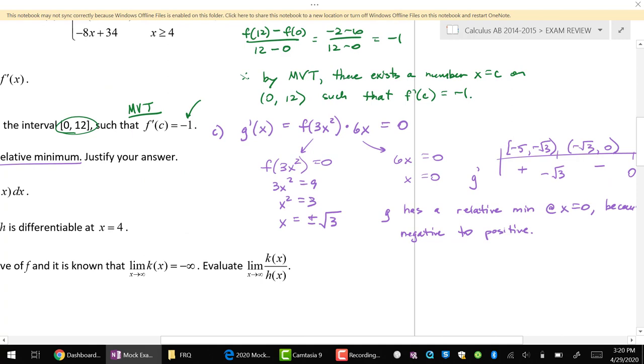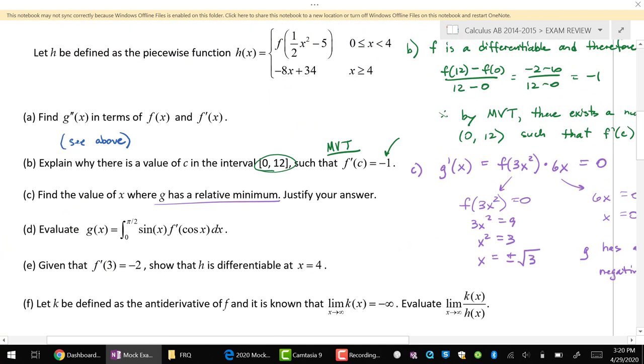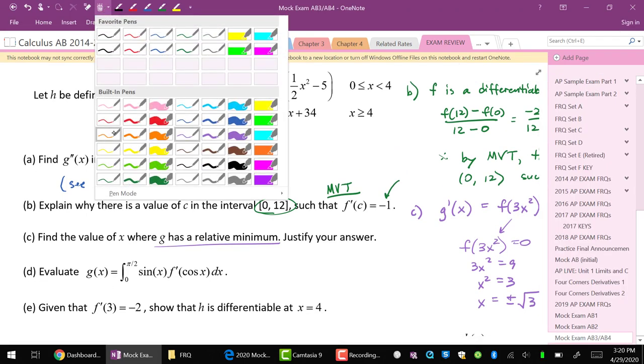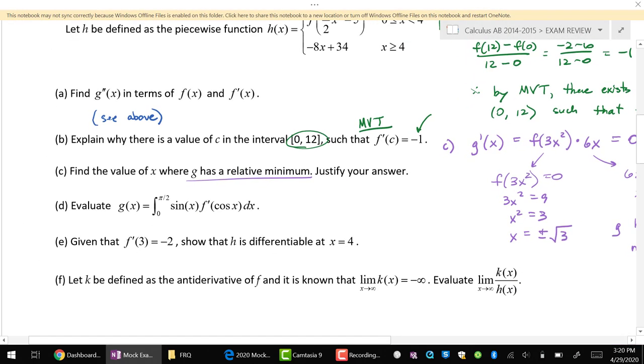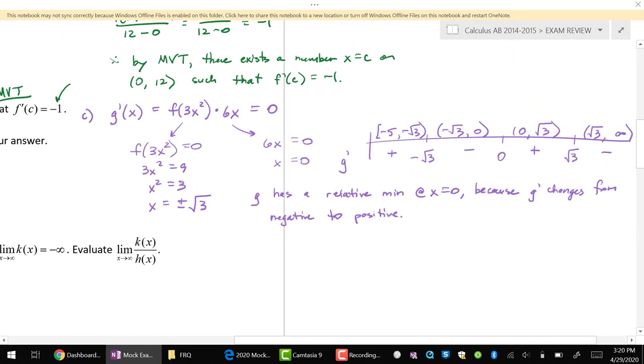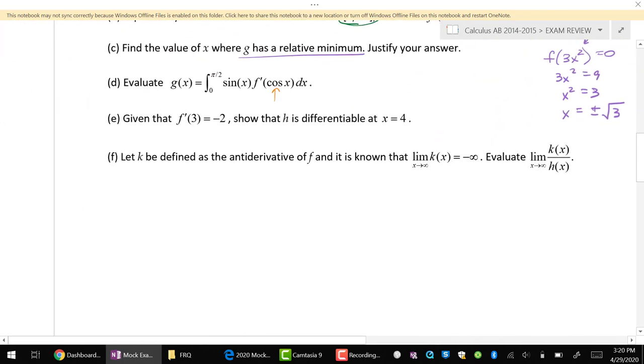Okay, letter D. Letter D says here, g of x equals this integral, evaluate. I'm going to use u substitution on that problem because I can kind of see an inside function here of cosine. Its derivative is negative sine x, so I can do some clever substitution to make that work. So let's see if I can pull this all together. Running out of space, I'll just write it down here below.